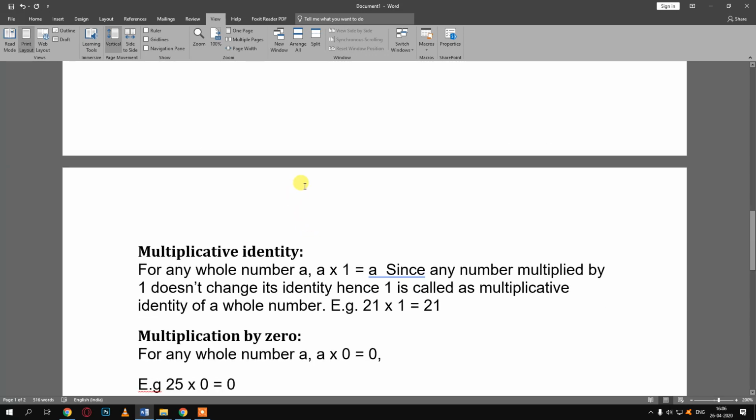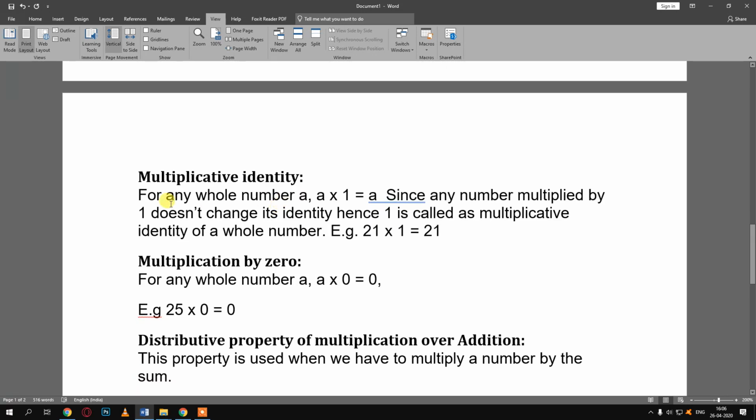Now the next is multiplicative identity. For any whole number a, a into 1 is equal to a. This is simple. It means if you multiply any number by 1, you will get that number in the answer. 5 into 1 is what? 5. 6 into 1 is what? 6.